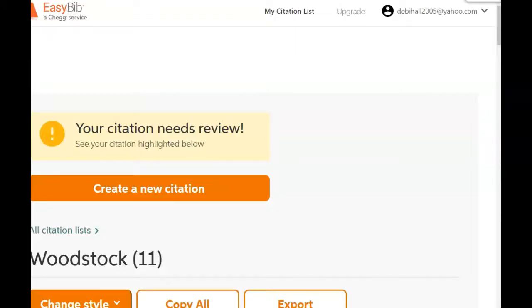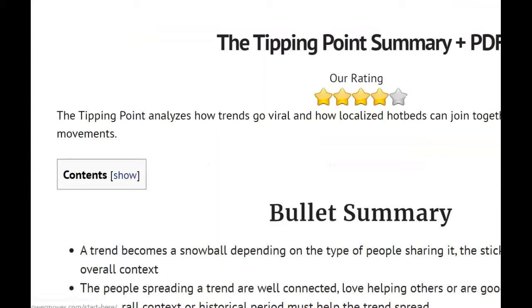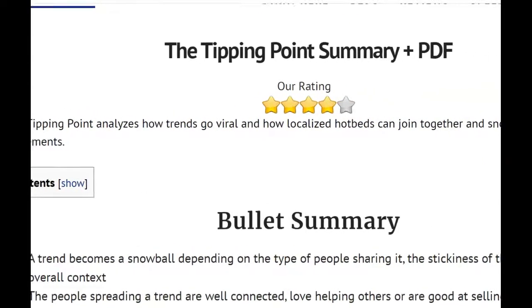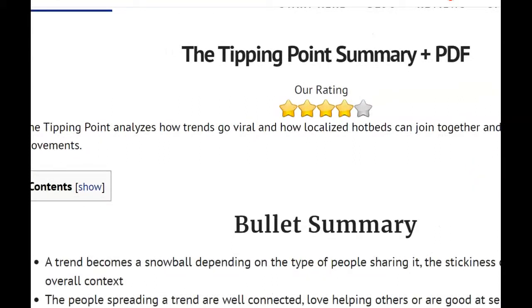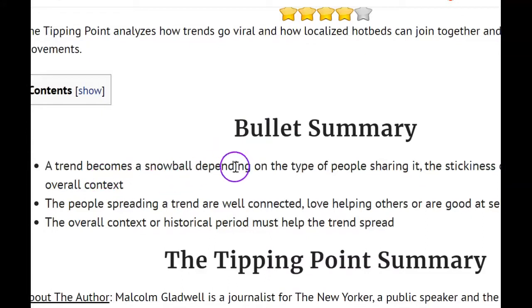What's this? Oh, the tipping point. This is important, this is something that I do know. And I do know that when something is planned and is ultra successful, I've got to prove that it's a success. But there are some steps that are taken to that status. A trend becomes a snowball depending on the type of people sharing it, the stickiness of the product, the overall context. The people spreading a trend are well connected, love helping others, and are good at selling. The overall context or historical period must help the trend spread.